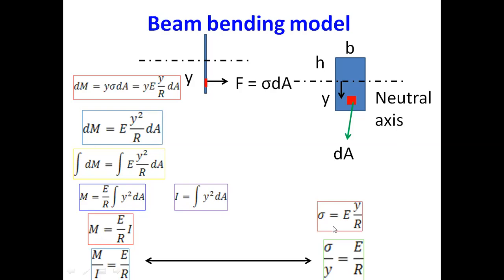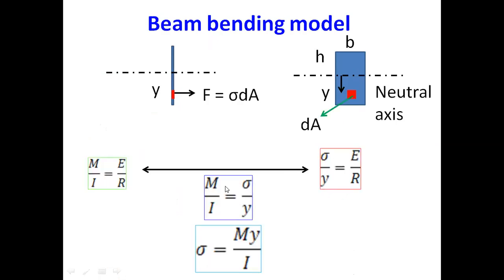And we have already developed an equation for the bending stress, which is sigma is equal to E y by R. So I'm bringing this y to the other side of the equation. So sigma by y is equal to E by R. If we look at both of these two equations, the right hand side is E by R. So we could equate these two equations. So equating these two equations, we would have M by I is equal to sigma by y. And from there, sigma is M y by I.